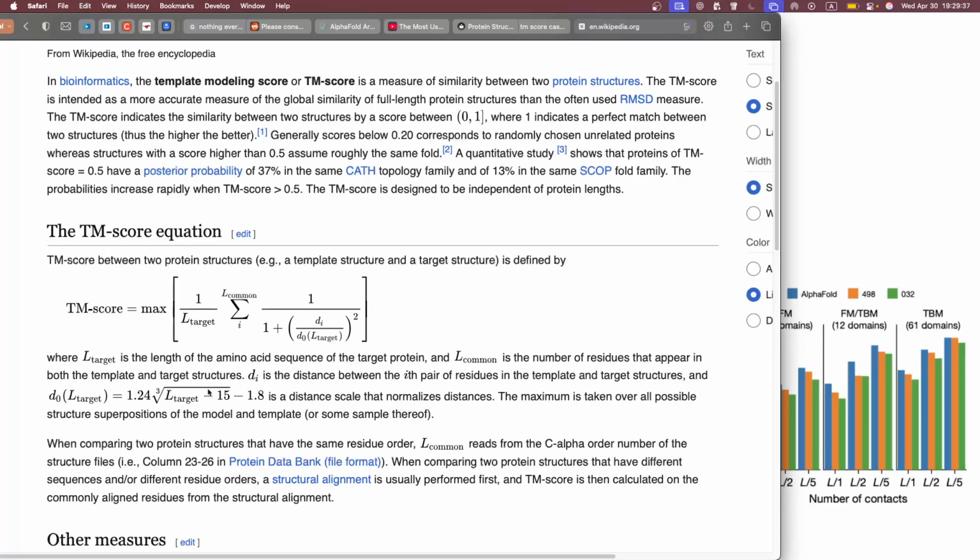The length of the... there are two, right? Well, target, common, which is the number of residues that appear in both the template and the target structure. So there's a template structure, there's a target structure, and there's the ground truth structure. That's the common, right? So in its folding, it's comparing the target and then the common here.